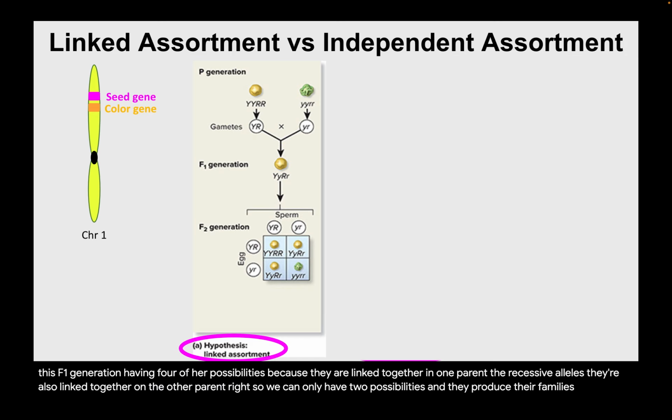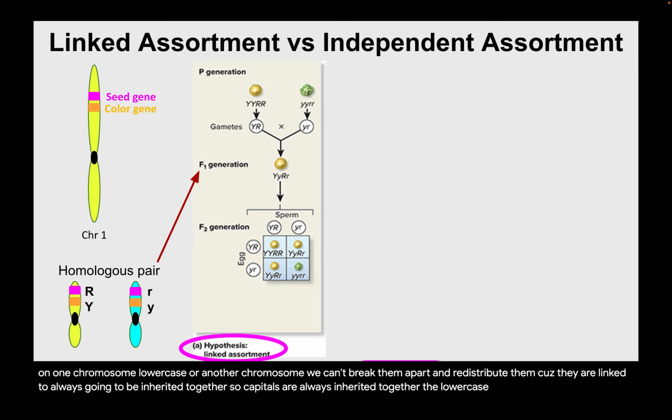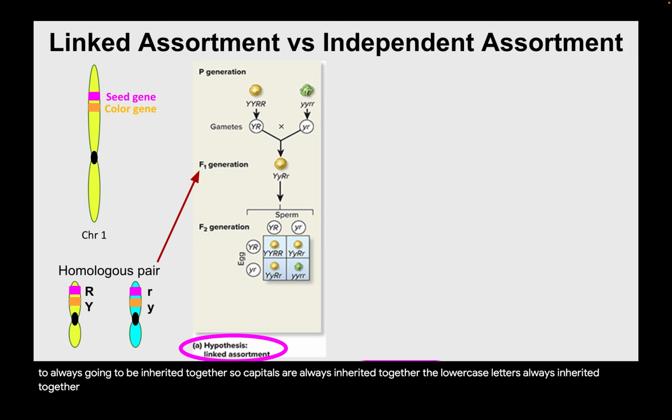Right, we're going to, again, expand upon this a little bit more. Right, so they're a homologous pair, from mom and from dad. Capitals are on one chromosome, lowercase are on another chromosome. We can't break them apart and redistribute them because they are linked. They're always going to be inherited together. So capitals are always inherited together. The lowercase letters always inherited together, which is very different than what we have been talking about with a one-factor cross.